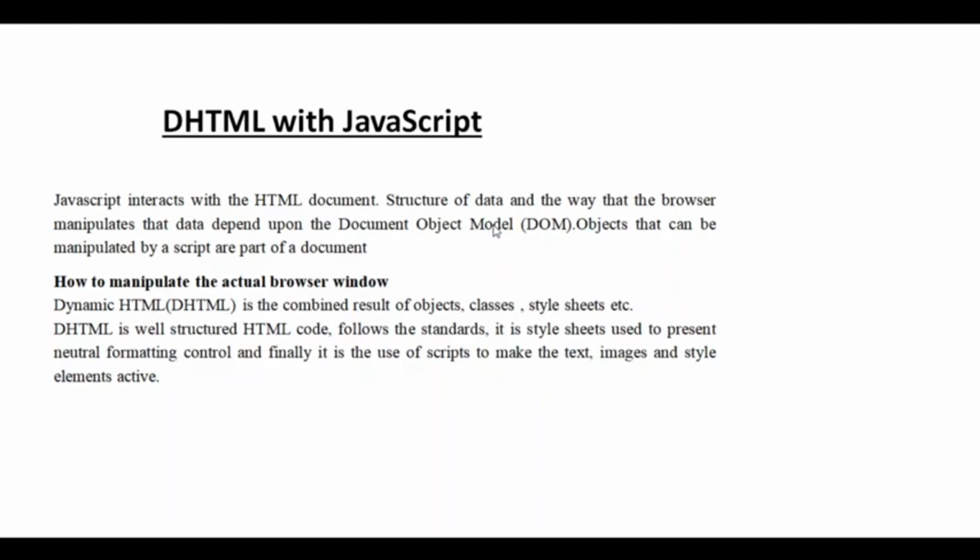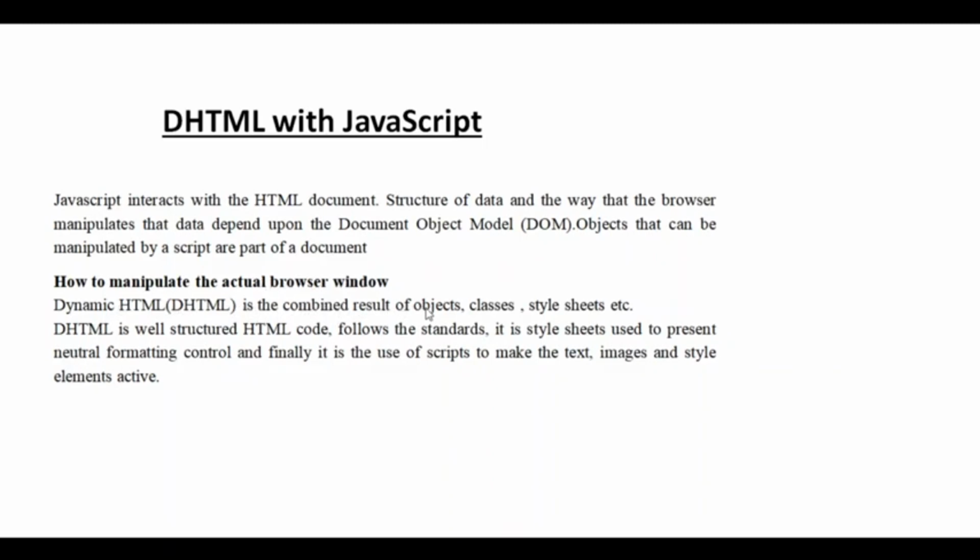Whenever we are seeing websites, we interact with the web pages in that website. So those web pages' internal representation is done by the Document Object Model. Objects that can be manipulated by a script are part of a document. So whatever objects are represented in DOM will be manipulated by script, that is the JavaScript language. So this JavaScript will interact with the HTML document.